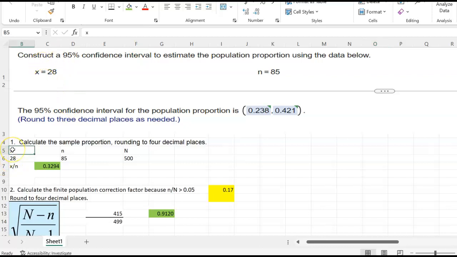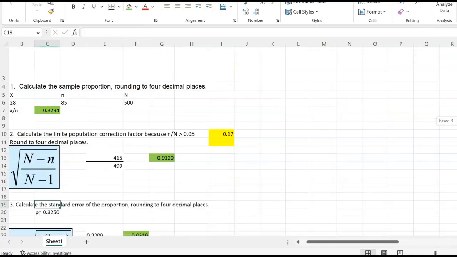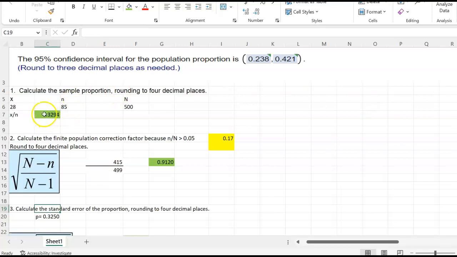What I did was I have a column for x, a column for n, and a column for the population size. That way these are clearly labeled and I can just plug these into my formulas. So if you do x divided by n to get your sample proportion, I got 0.3294. So I rounded it to 4 decimal places. And then I highlighted it because I'm going to use this in my formula at the end.